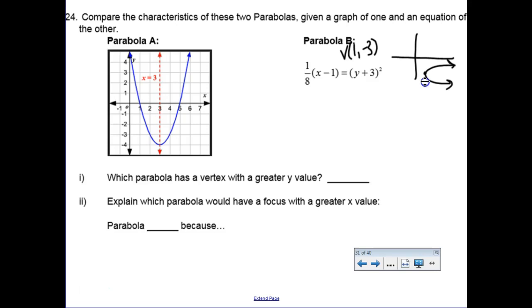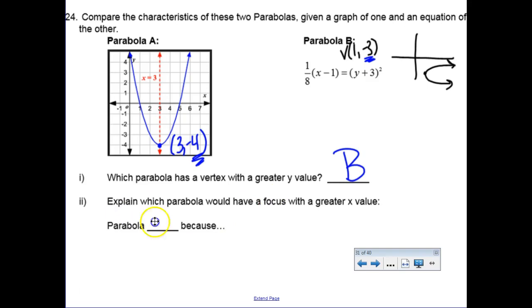I don't know in great detail what that looks like, but that's enough to get me going on this part of the test. So, the first question says, Which parabola has a vertex with a greater y value? Well, this guy's vertex is at 3, -4. So his y value is -4. This guy's y value is -3. So B has the greater y value for the vertex.